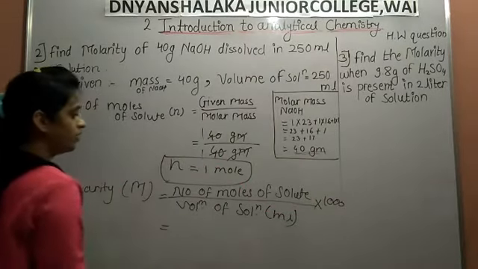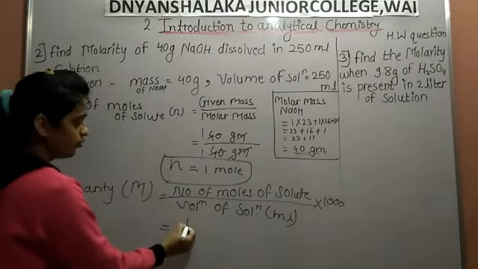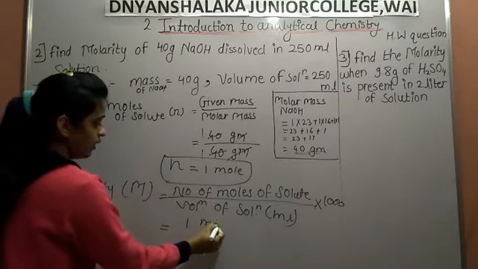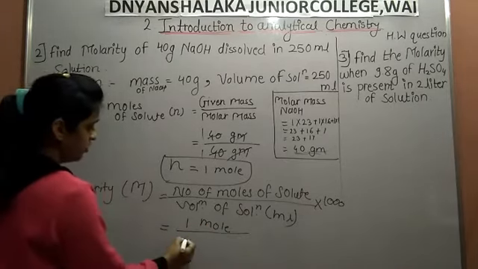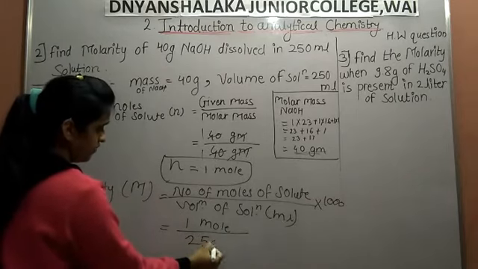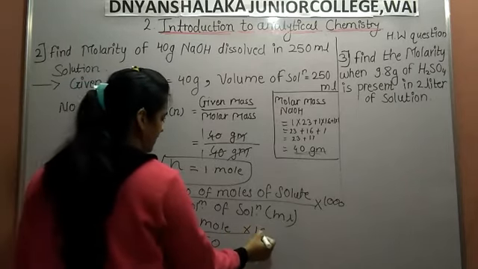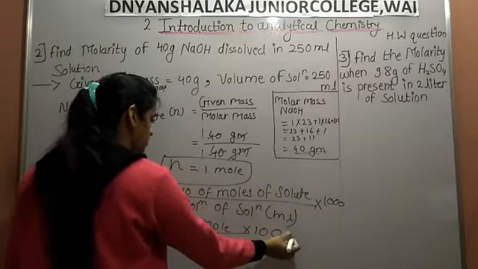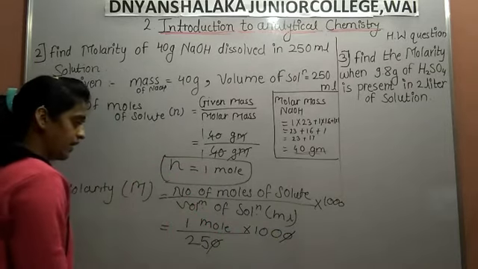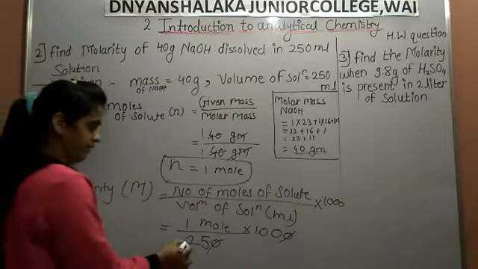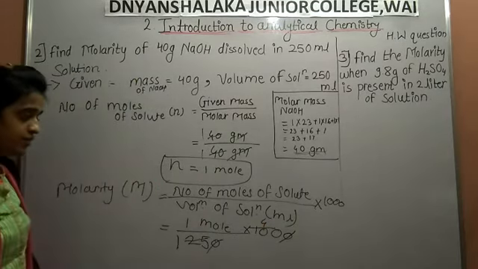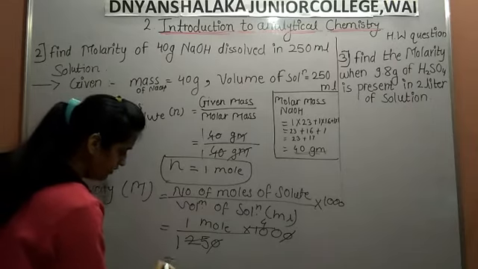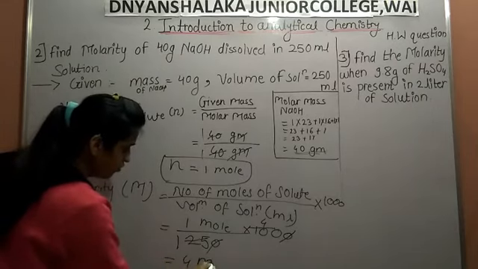So put the values in the equation. We get the number of moles of solute as 1 mole upon the volume of solution, which is given as 250 ml, multiplied by 1000. So this 0 cancels out, and 25 ones are 25, 25 fours are 100. So we get 4 into 1, we get 4 moles.